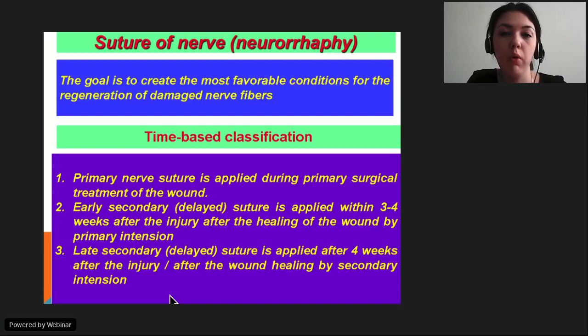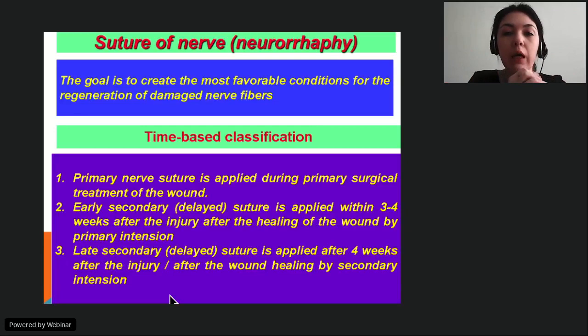Suture of the nerve, or neuroraphy. So the aim of neuroraphy is to create the most favorable conditions for the regeneration of damaged nerve fibers. So the main aim is to decrease diastasis, to connect proximal and distal ends of the nerve, to allow the growth cone from the proximal end of the nerve to enter the distal end of the nerve.